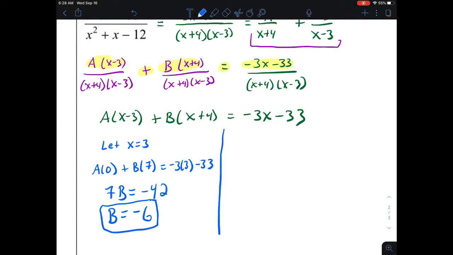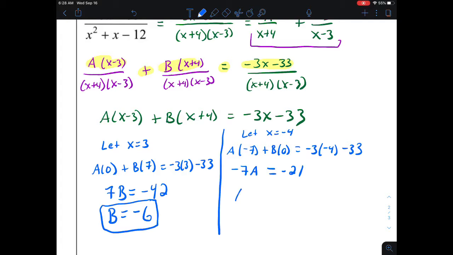Now, I'm going to do the same thing, but with the other zero. If I put in negative 4, I'll get a 0. So I'm going to let x equal negative 4 and put that in everywhere. So we'd have a times negative 7 plus b times 0 is equal to negative 3 times negative 4 minus 33. So negative 7a, we have 0 for that b term, equals 12 minus 33, which is negative 21, divided by negative 7. a is 3.